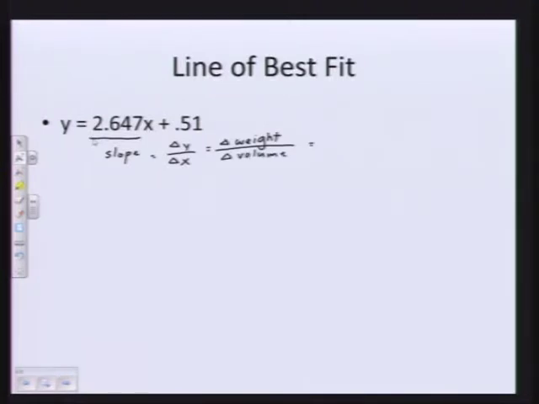So this would be saying every time my volume goes up by 1 milliliter, the weight is going to go up by approximately 2.6 grams. That's the meaning of the density.